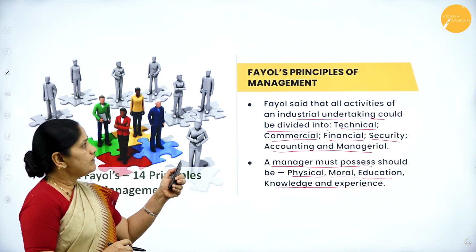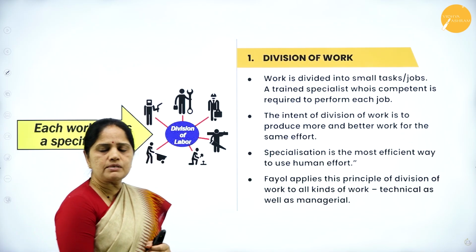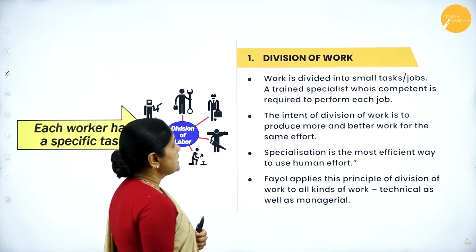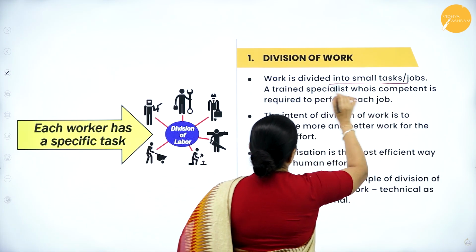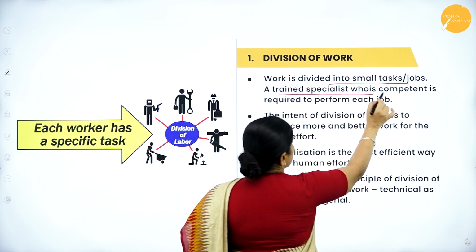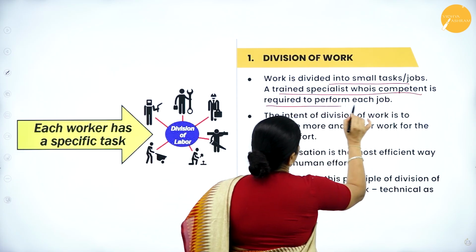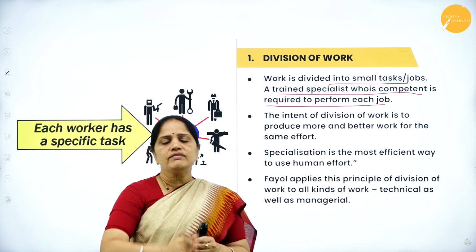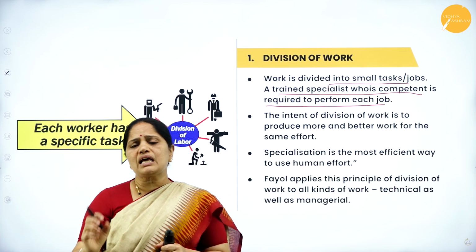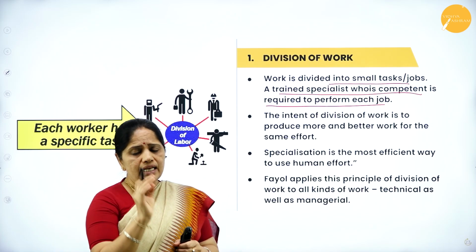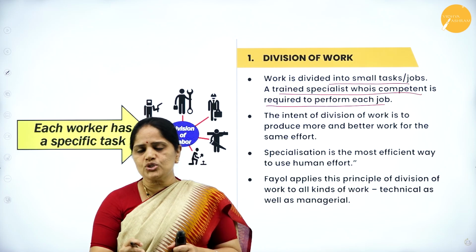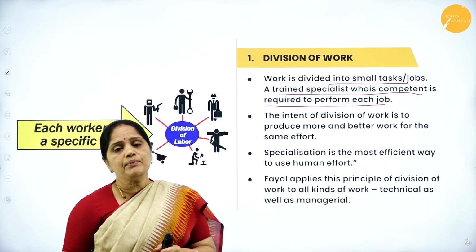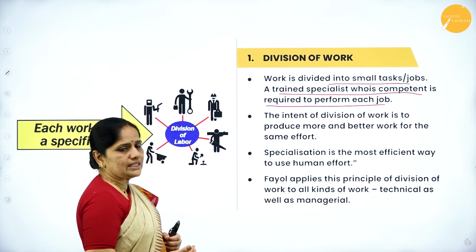In this, we will be studying the first principle of Henry Fayol, that is division of work. Work is divided into small tasks or jobs. A trained specialist who is competent is required to perform each job. Henry Fayol says that the work should be divided into small tasks or jobs, and each worker should be given the same job every day. When he does the same job every day, he becomes more specialized in doing the work.